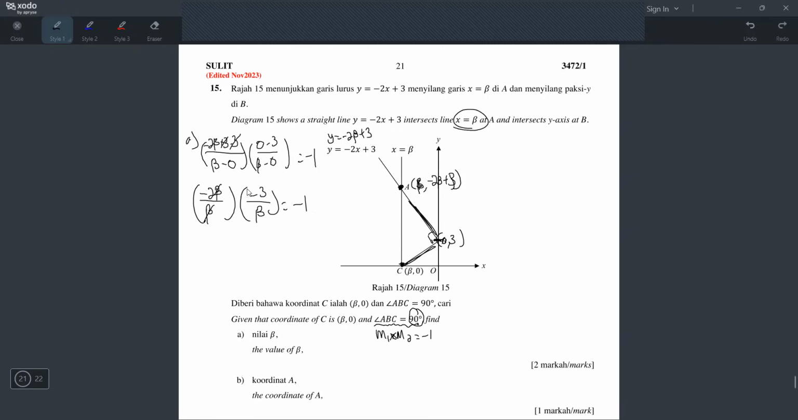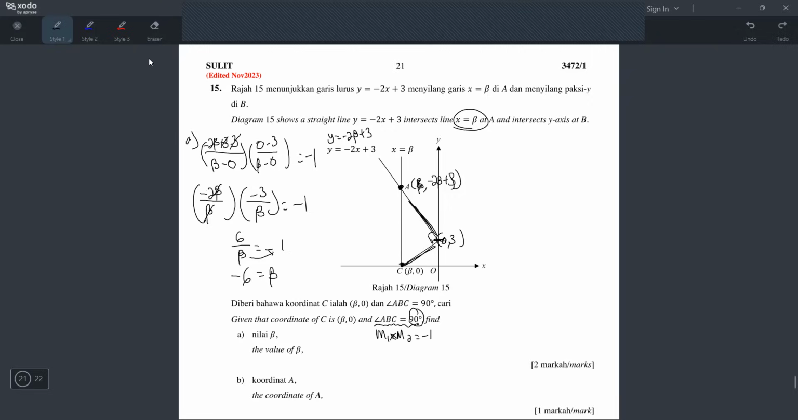It means the -2 you will divide by the top, so you will get 6 over beta equals -1. So this one is -1. So what will be your beta? It will be -6, right? Because you move this one over, it becomes times, and then the negative you move it back, so it becomes -6. So now the answer is -6.